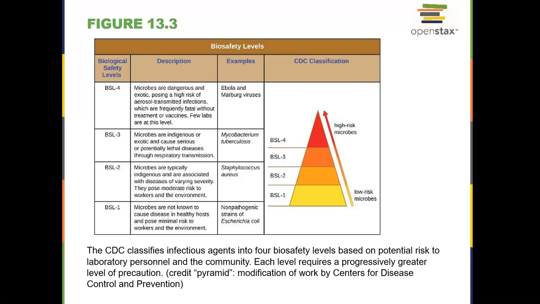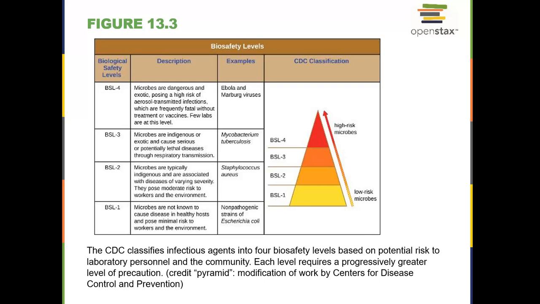So BSL1, microbes are not known to cause disease in healthy hosts and pose minimal risks to workers and the environment. So this is those non-pathogenic strains of E. coli. So when we're working with E. coli in the lab, that's what that is. BSL2 levels, these guys are typically indigenous and are associated with disease of varying severity depending on the host, and they pose moderate risk to workers. So Staph aureus is everywhere, but when it gets to a spot where it's not supposed to be, it could cause disease, or if it gets in a person that is maybe not healthy, it will cause even worse disease.